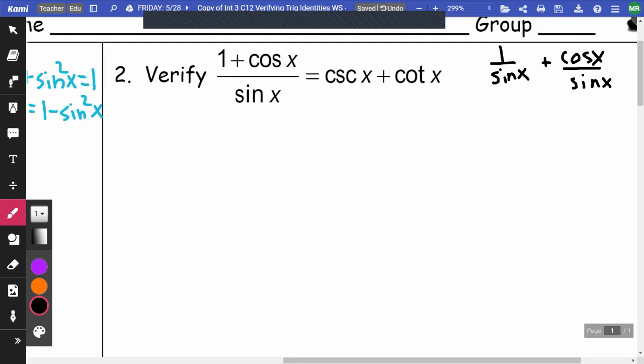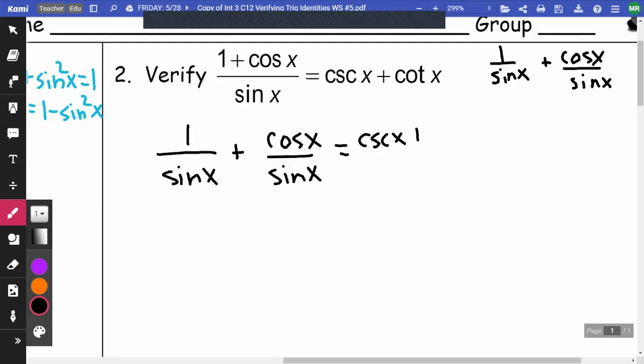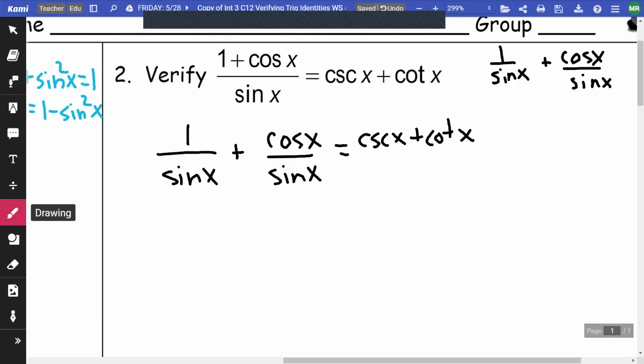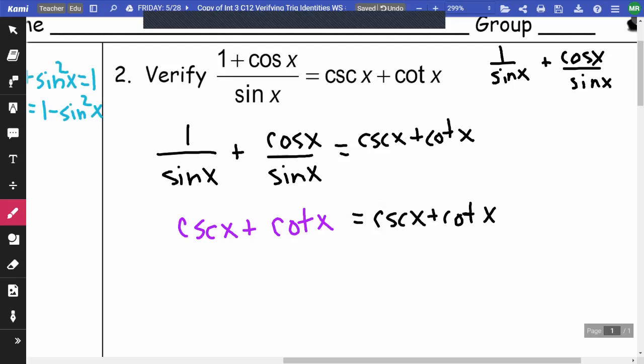So what I'm going to do is actually split this fraction. So I can take 1 over sine x, and cosine x over sine x. And we're trying to get this to be cosecant x plus cotangent x. That's our goal. And then 1 over sine x is cosecant x, and cosine x over sine x is cotangent x. So I ended up getting cosecant x plus cotangent x on both sides.